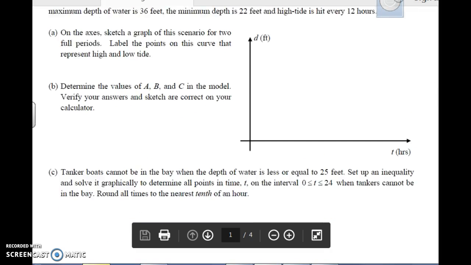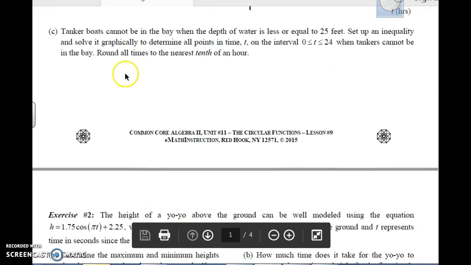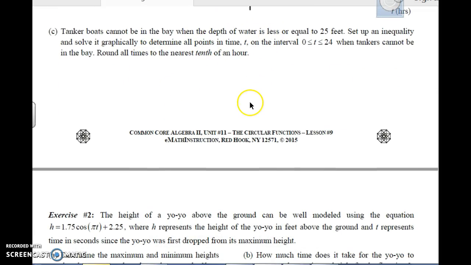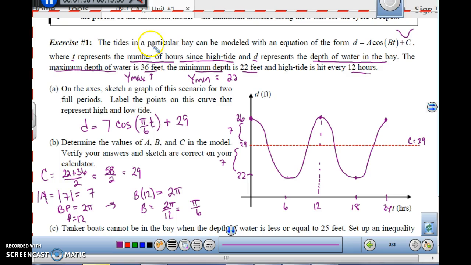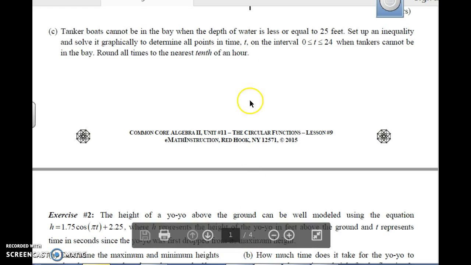Now, tanker boats cannot be in the bay when the depth of water is less than or equal to 25 feet. Set up an inequality and solve it graphically. So we're going to solve this graphically to determine all points in time T on the interval from 0 to 24 when tankers cannot be in the bay.